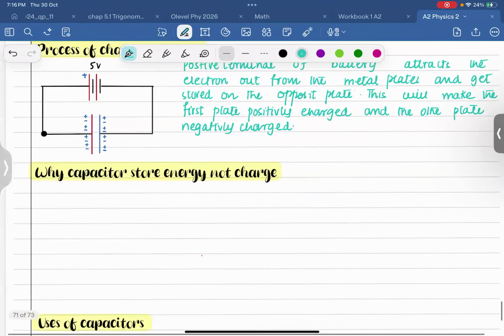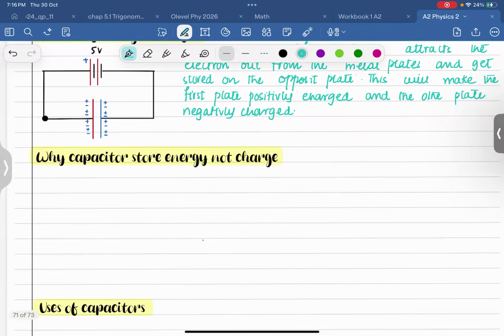Now we have the second concept, and that is why the capacitor stores energy, not charge, right? If we talk about the plate, yes, the plate does store the charges, but if we talk about the whole capacitor, then the whole capacitor does not store charge, it only stores energy, right?